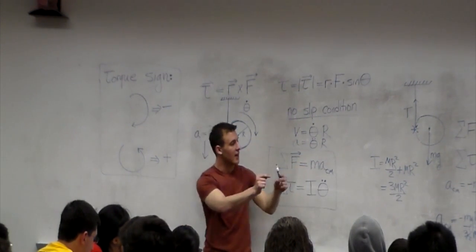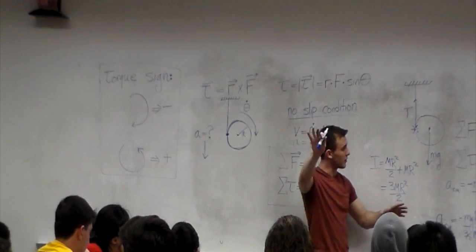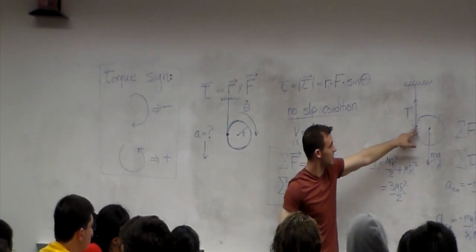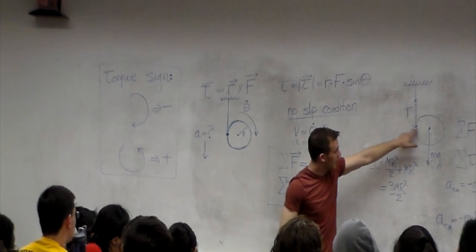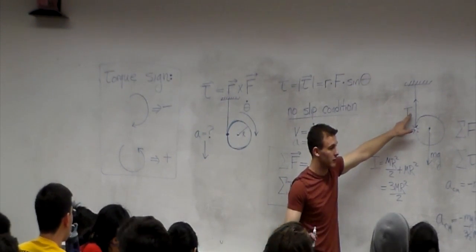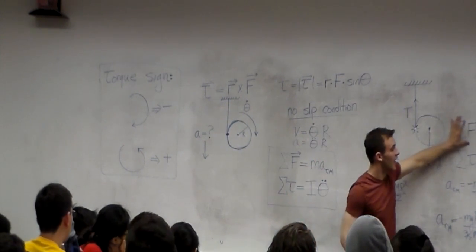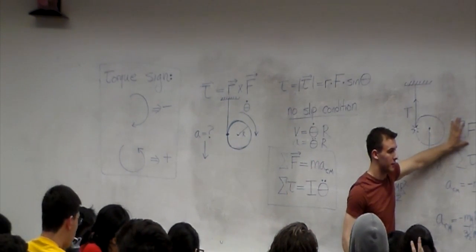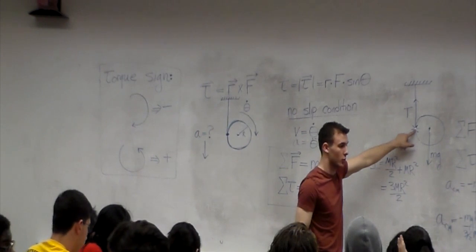No, see, that's the thing. It's important for you to recognize that. That is the beauty of this choice. Because we made this choice, we've eliminated the need to find T at all. So this is not a necessary equation, because we were smart about where we chose the axis.